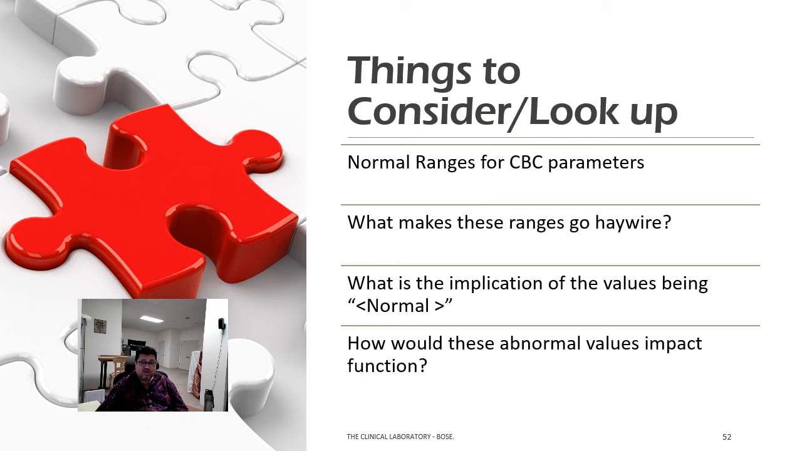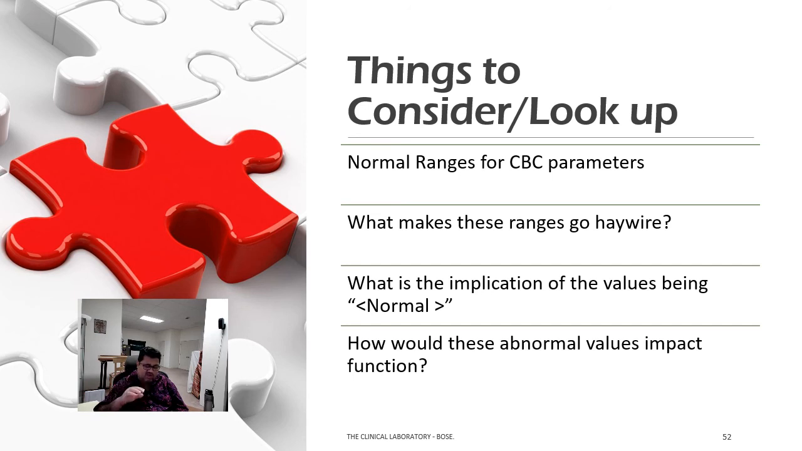And consider looking up during your studies the normal ranges for the CBC parameters, what makes them go haywire, what is the implication of a number too low or too high. For example, I'll just give you an example of leukocytes or white blood cells. If they're too high, it is indicative or highly suspicious of an underlying infection in the blood. Now, it probably gets into more complex territory to tell you that sometimes you can have an infection without white blood cells going up, but we are not going to go there at this time.